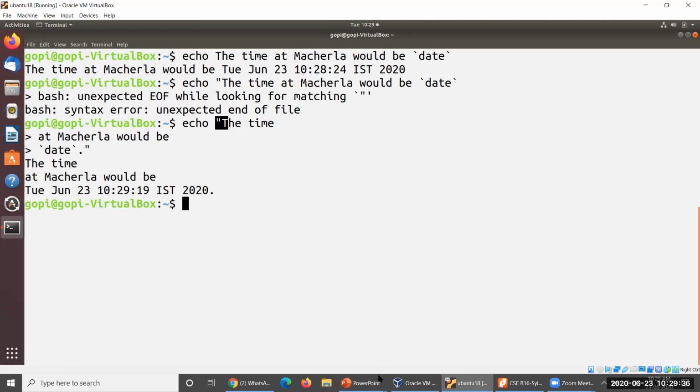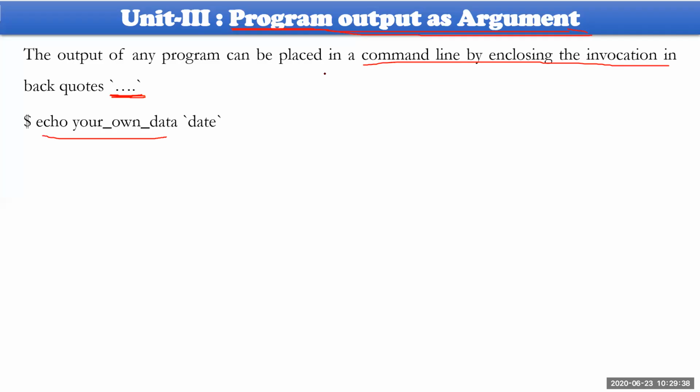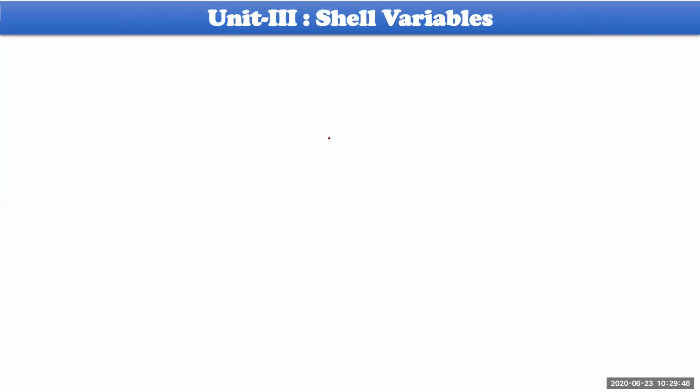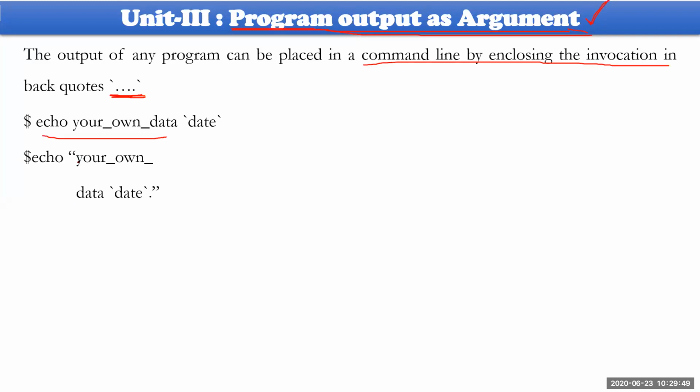Okay, these are the two ways to perform command execution, using one particular program's output as an argument to some other. These are the two ways. Either this way, or this particular way. Either of these two. Okay, this is very simple to understand here.